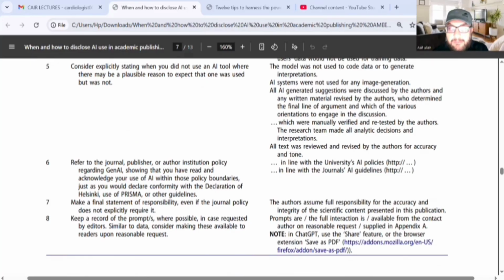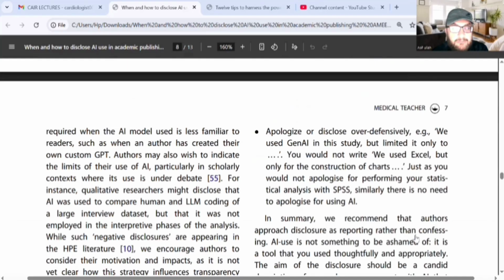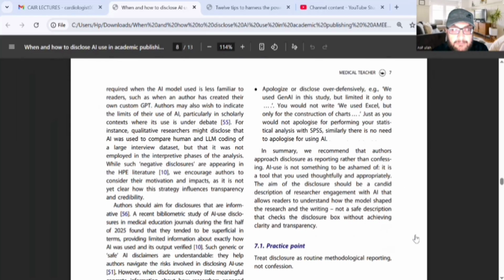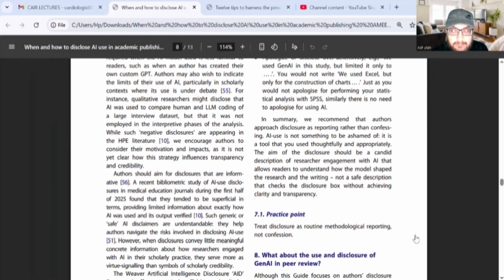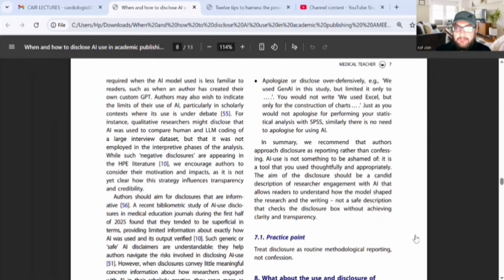The framework is incredibly thorough, but the guide also explicitly lists what authors should avoid doing, what not to do. Don't write vague disclosures like, we used ChatGPT for research. That tells the reader nothing about the epistemic impact of the tool. The vague disclosures are essentially virtue signaling. You're trying to check a compliance box, but providing no meaningful information. And don't apologize or be overly defensive. Just state the facts.